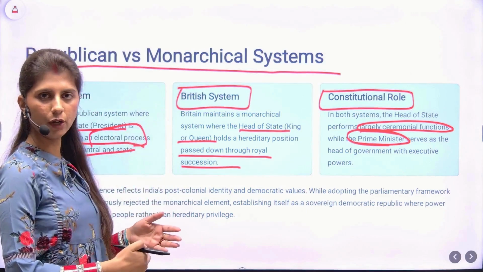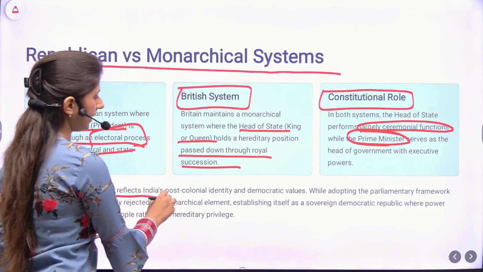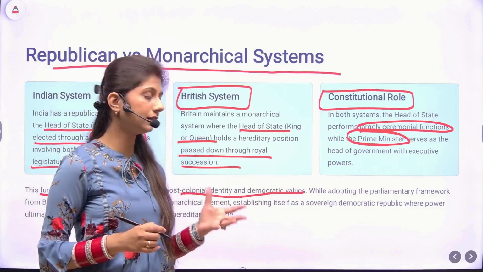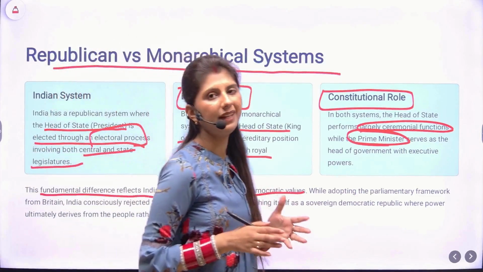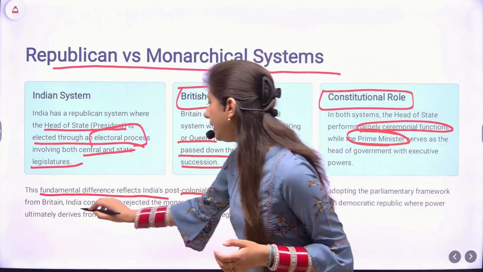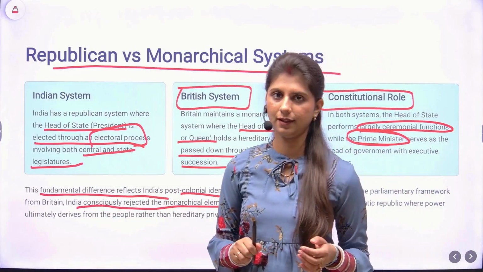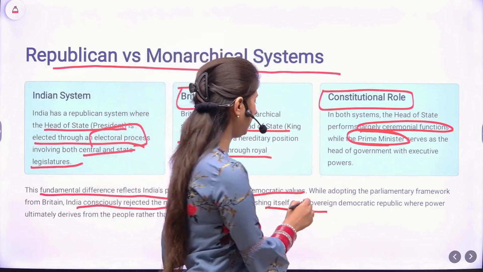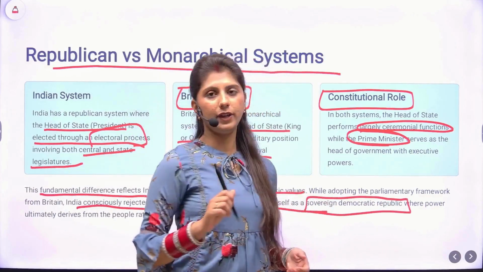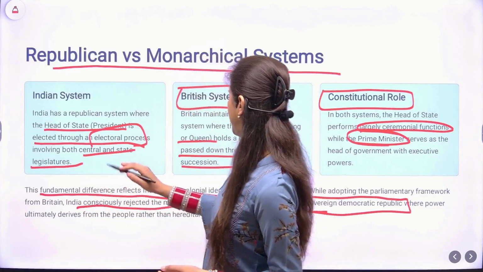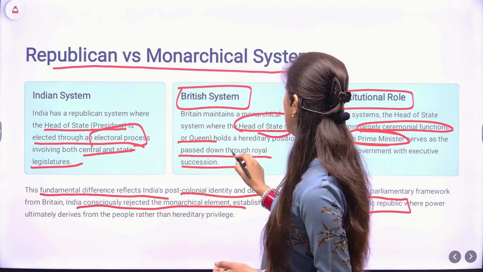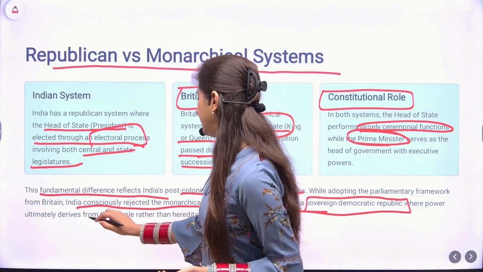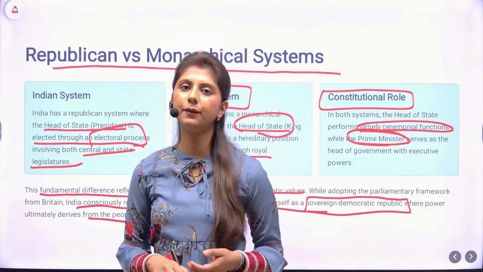What analysis is driven out of this is the fundamental difference reflects how India has adapted according to its post-colonial identity and democratic values. We have adopted the parliamentary framework, but we have rejected the monarchical element. And therefore, we have established ourselves, as already mentioned in the preamble, as a sovereign democratic republic. Whereas in Britain, the power of the head of the state is passed down through the royal succession. Here, the source of the power is the people rather than the hereditary privilege.